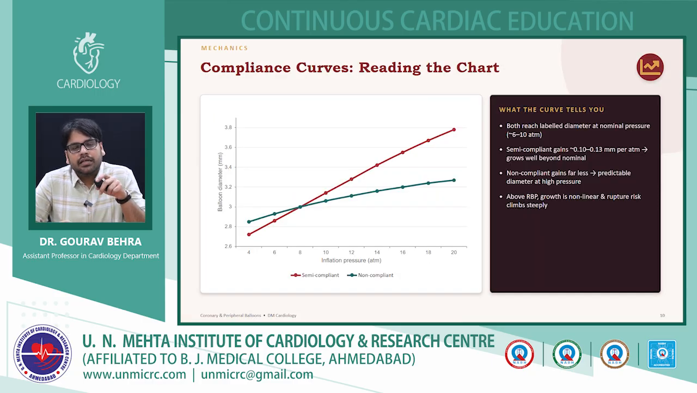So this is the curve. You can notice that the red one is semi-compliant. Both balloons reach the nominal diameter at the same pressure. You can appreciate that at 6 or 8 atmospheres, both balloons reach the same point. But as you can see with the semi-compliant balloon, the upper curve, as the pressure increases, the balloon grows well beyond the nominal. So non-compliant gains less with pressure.